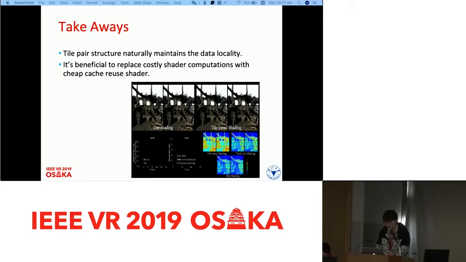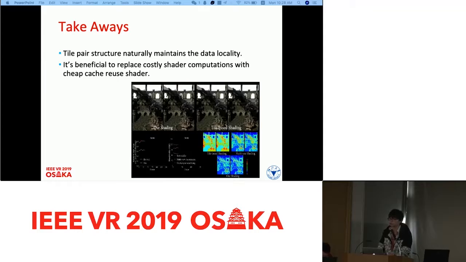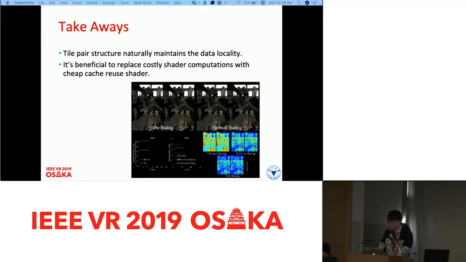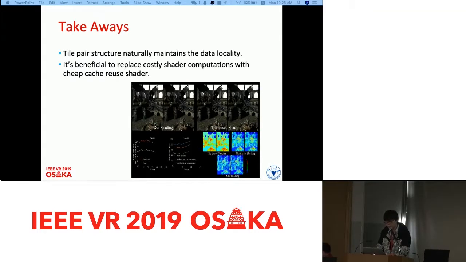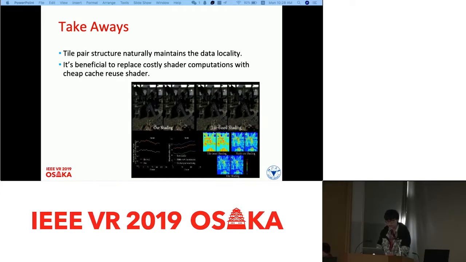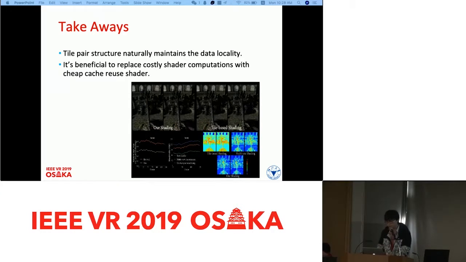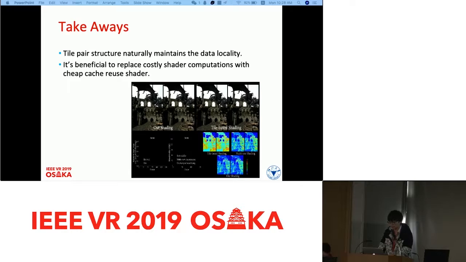A few takeaways. Typehair structure maintains the data locality in dual views, and it is beneficial to replace costly shader computations with cheap cached result shaders. On the right is a video demo of our pipeline. And any questions?